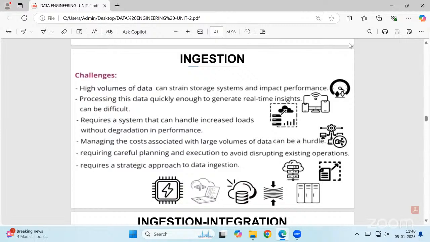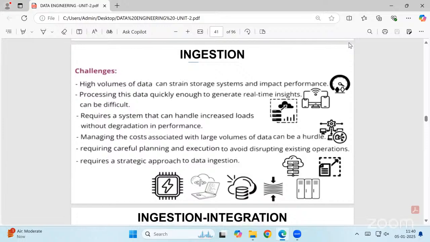But suddenly, if 200 or 500 people come to the class, and I don't have the storage place to make them sit, what should I do then? That is one problem. It requires careful planning and execution to avoid disrupting existing operations. Planning and execution should not get disturbed even though the load increases. And for a strategic approach to data ingestion, whether in terms of computation power, storage, or coding, you need to have pre-planned strategies to handle these uncertainties that happen during the collection phase.